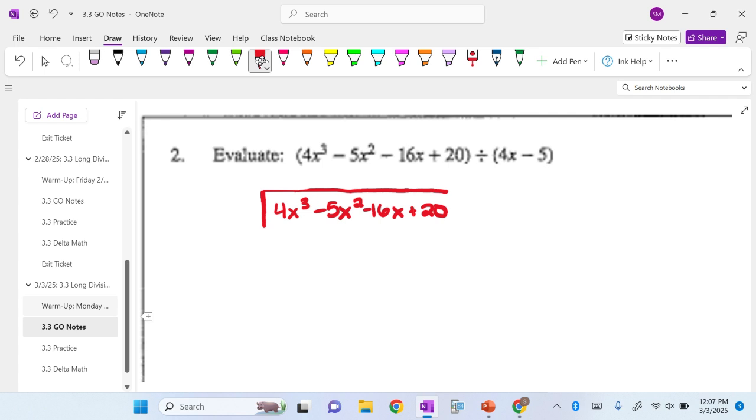Right. So our first polynomial is what goes under the bracket. That's our dividend, or what we're dividing into. And then outside the bracket is our divisor, or the binomial that we're dividing by.